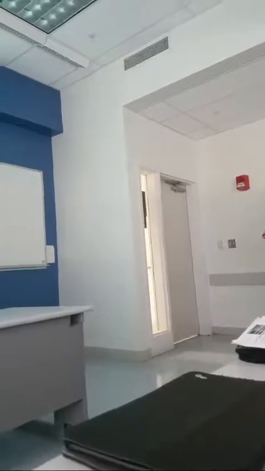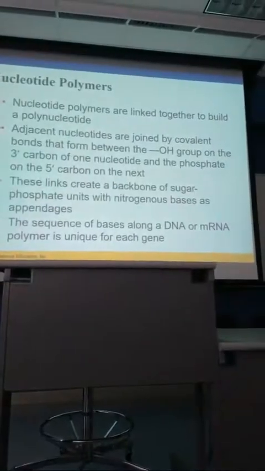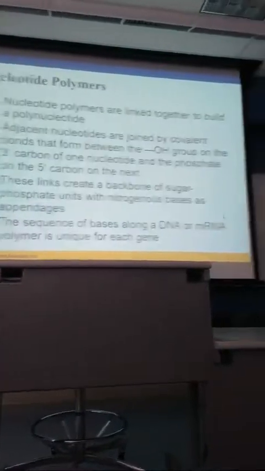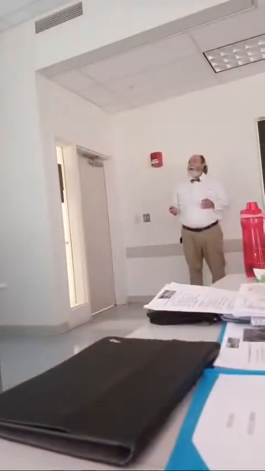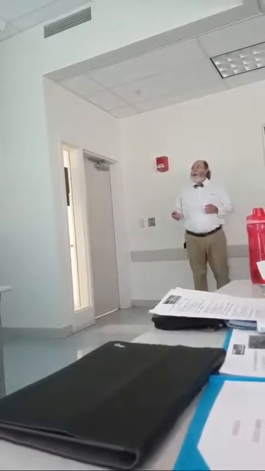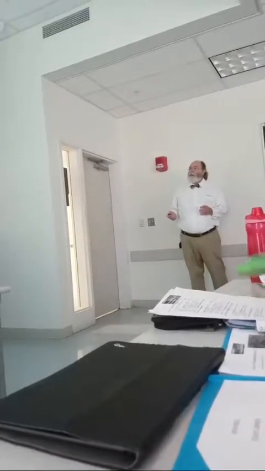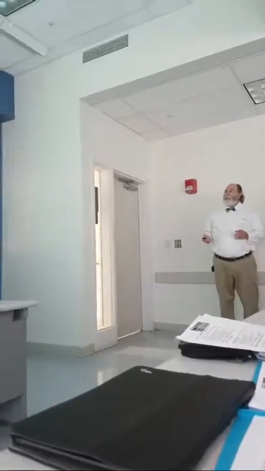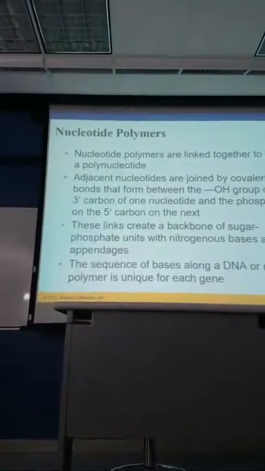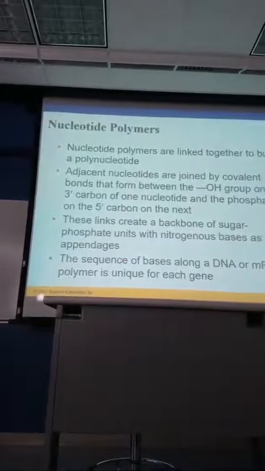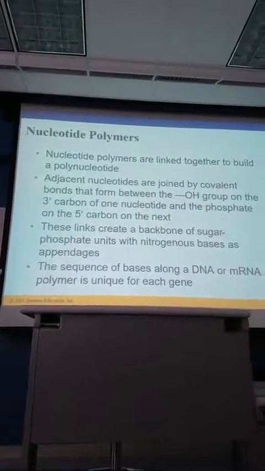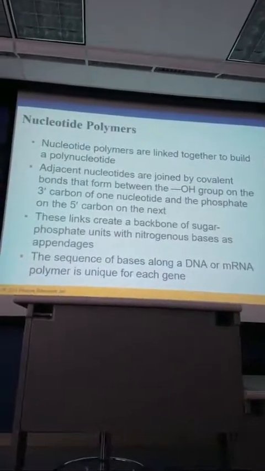These links create the backbone of the sugar phosphate units with the nitrogen bases as appendages. If you go back now, that's what they're talking about. These are covalent bonds that form to make that rail. And then that leaves these, they call the nitrogen bases as appendages. The sequence of the bases along a DNA or RNA polymer is unique for each gene.